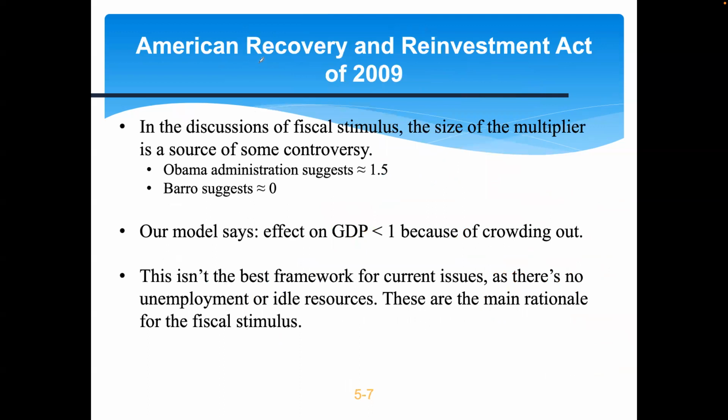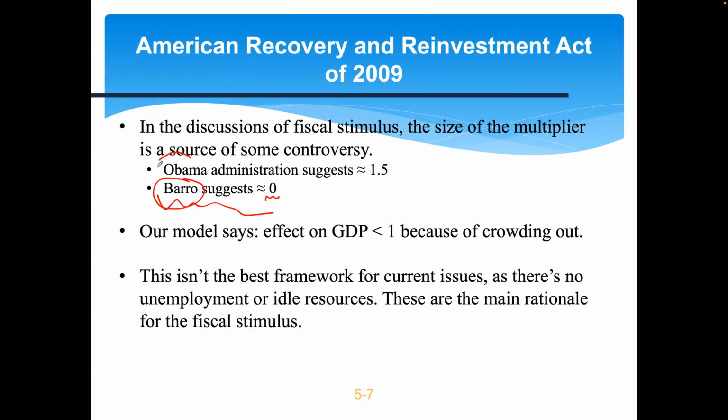Now let's go back to here. So the ARRA. Okay, we are trying to understand what the impact is, right? So our model, actually it's probably close to here. It's close to what Barro suggests. Barro is a very famous neoclassical macroeconomist. He suggests the impact on the aggregate output is going to be close to zero because of crowding out.